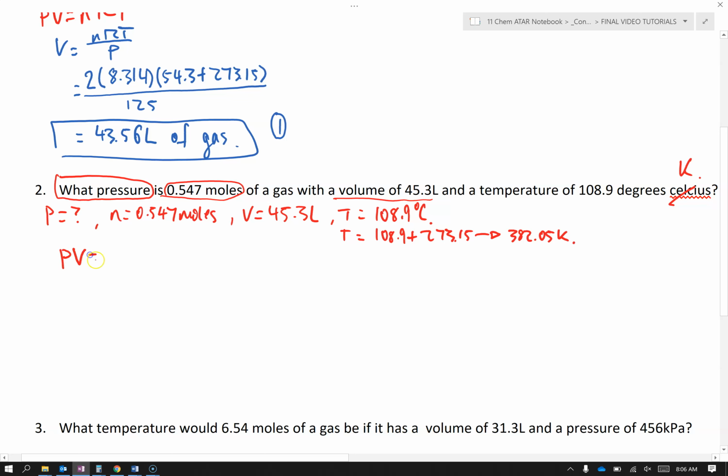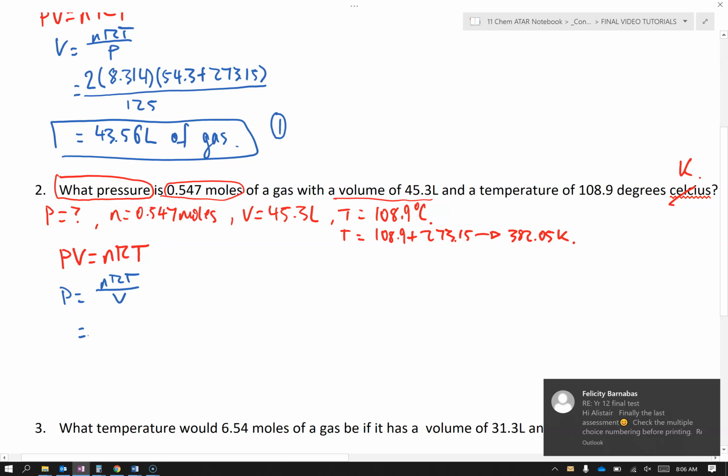Now, I need to select a formula. In this circumstance, it's PV equals nRT. Total side note, and not related necessarily to this question, but you can actually do STP calcs with this formula as well if you only want to use one formula. It's just extra steps. Okay, now I need to rearrange this equation to say that P is equal to nRT divided by V.